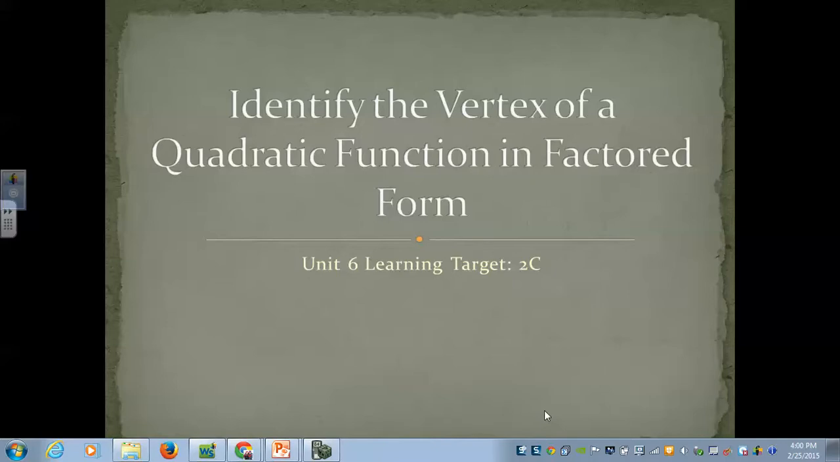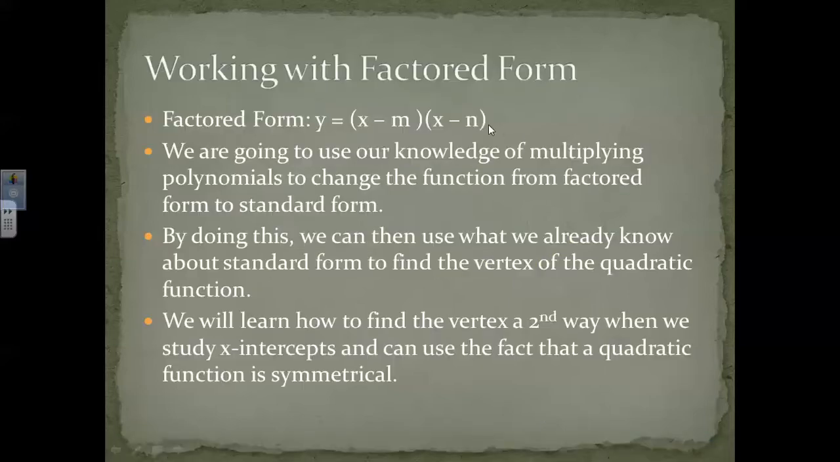Now what we are going to do is really a little bit of algebra to get us into a form that we already know. Recognizing factored form is pretty easy because we're going to have two separate factors, denoted as x minus m and x minus n, multiplied together. Once we see two terms multiplied together, we are going to use our knowledge of multiplying polynomials to change it from factored form into standard form. The reason we're going to do this is because we already know how to find the vertex of a quadratic in standard form.